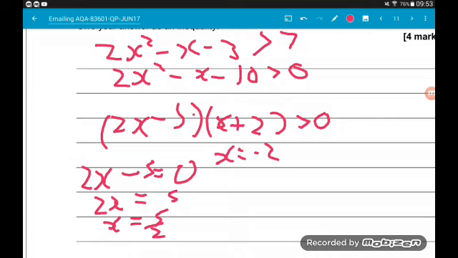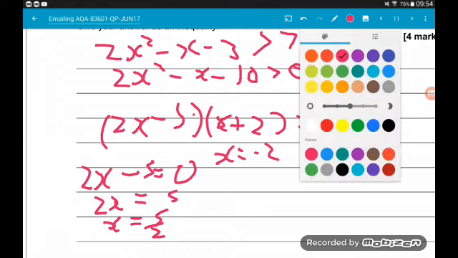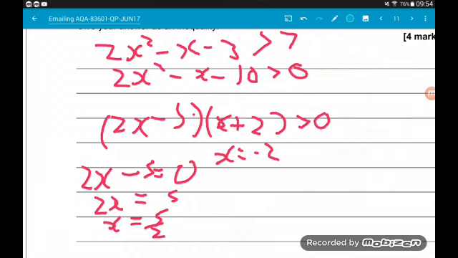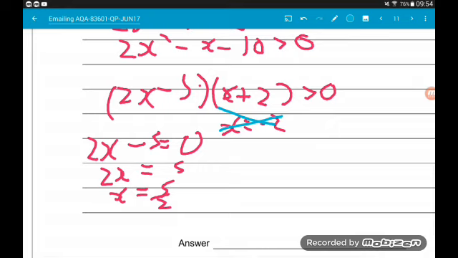Now only one of these solutions makes sense in the context of the question. If x was equal to minus 2, 2x minus 3 would give us minus 4 minus 3, which would be minus 7, which is a negative length, which is absurd. That doesn't make any sense at all. So we're going to ignore this solution because it doesn't make sense in terms of our question. So we've got then x is equal to 5 over 2.